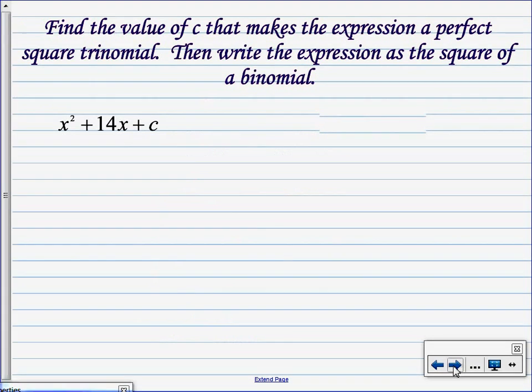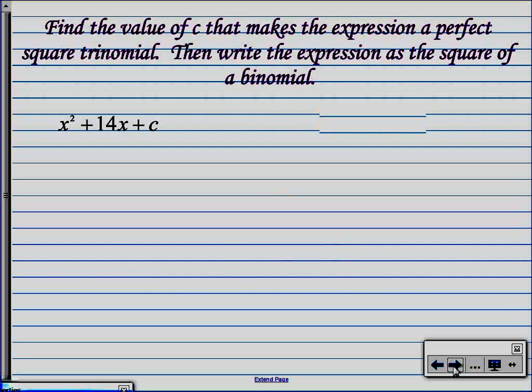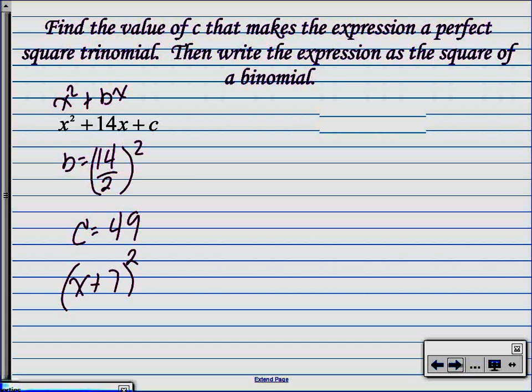Okay, so if we do a problem that says find c, so we complete the square, what is my b? I have x squared plus bx, so b equals 14. So what does it say I'm supposed to do to b? Divide it by 2, and then square it. That's what c is supposed to equal. So what is 14 divided by 2? And 7 squared is 49. And then they want me to write it as an expression of the square. So this would be x plus 7 squared. That's it.